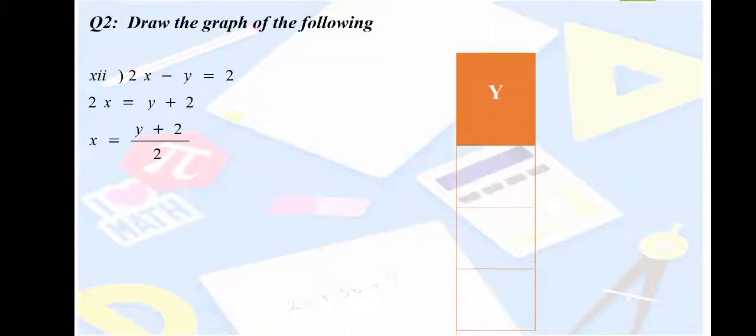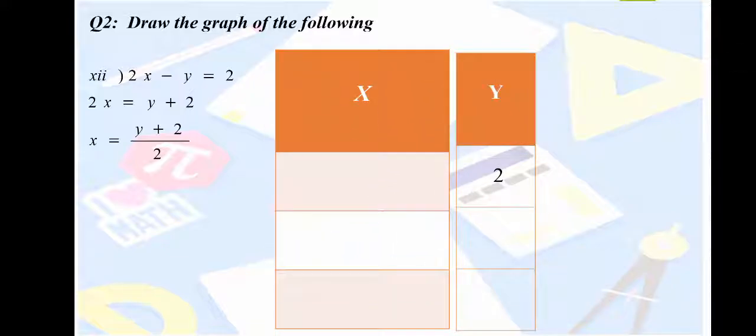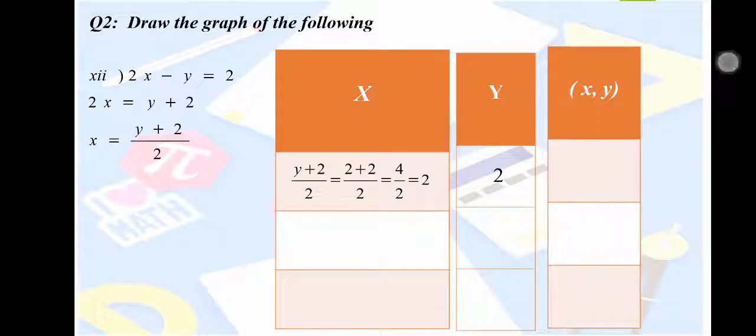It will be easy for you to plot the graph. For the y column, first of all, y equals 2. Now replacing it in x equals (y plus 2) over 2, the equation becomes (2 plus 2) over 2 equals 4 over 2, which equals 2. So the ordered pair is (2, 2), because the x value is 2 and the y value is 2.